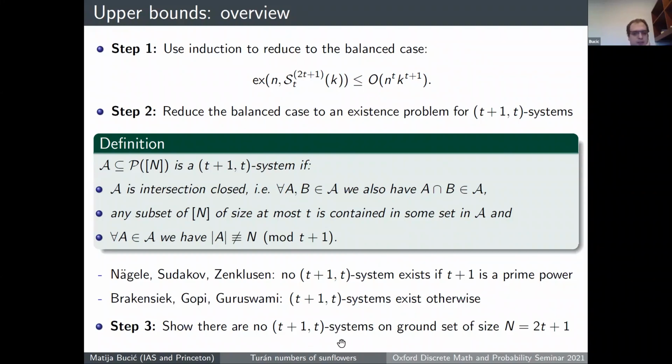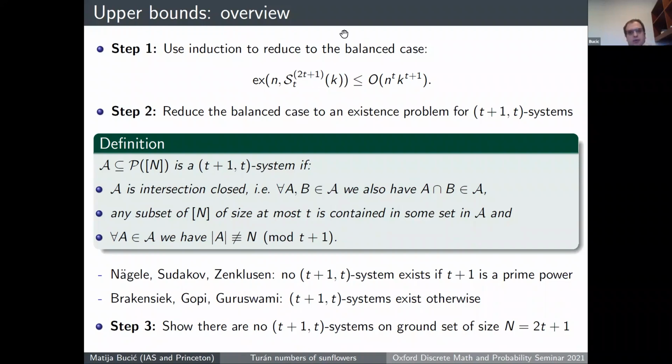So what we managed to prove is that actually, indeed, these objects do not exist, provided the ground set is small. So in particular, if the size is 2t plus 1. And then this result, together with the reduction, proves this in full generality. And then this step, induction from the first step, proves our theorem for any forbidden sunflower.